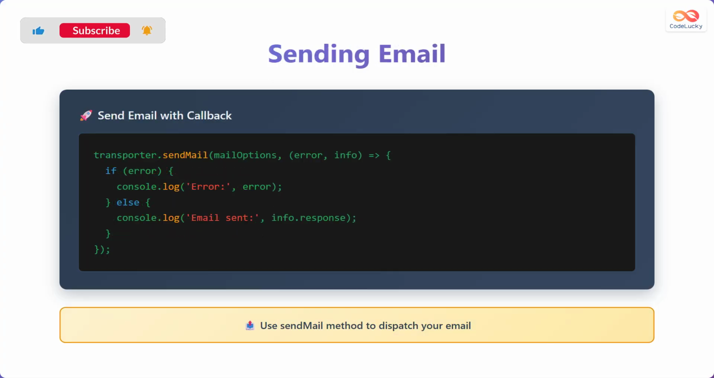Now that we have configured the email options, it's time to send the email. We use the sendMail method of the transporter object, passing in the mailOptions object as the first argument. We also provide a callback function that will be executed after the email is sent. This callback function receives two arguments, error and info. If there is an error sending the email, the error argument will contain the error details. Otherwise, the info argument will contain information about the email that was sent.